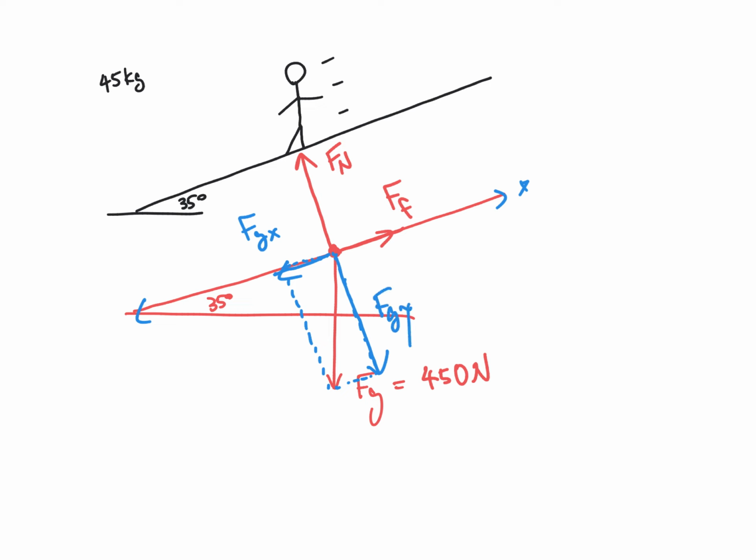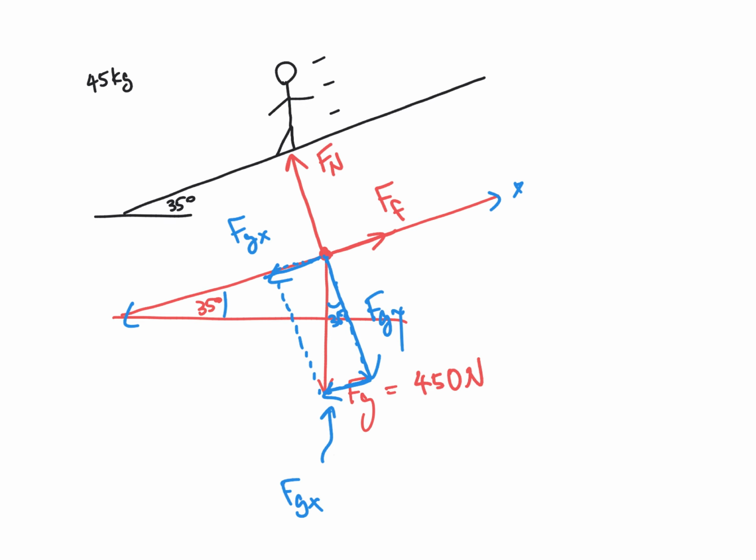Now, notice, of course, that the force of gravity x could also be this part down here. That's also Fgx. I draw it up above here because it makes more sense in the context of the other forces. All right, so what else do we know? Well, this is 35 degrees. I know that that is 35 degrees.